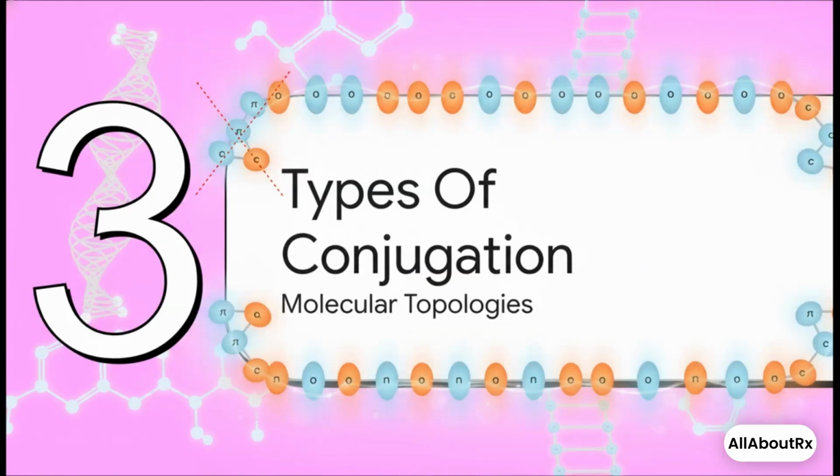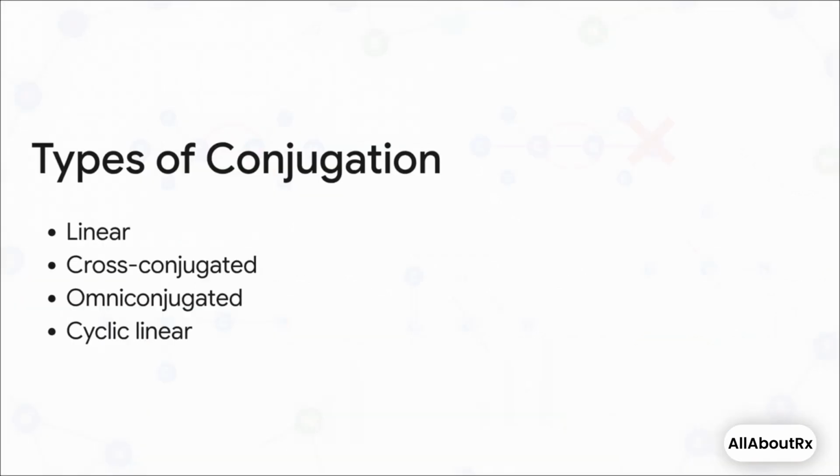All right, let's jump into Section 3, types of conjugation. So now that we know the strict geometrical rules, let's look at the different forms these linked systems can actually take. Linear is your most common continuous chain. Then you've got cross-conjugated systems. These are branched and they have a much weaker interaction across that branch point. Cyclic linear systems are super interesting because they can be aromatic or anti-aromatic depending on their electron count.